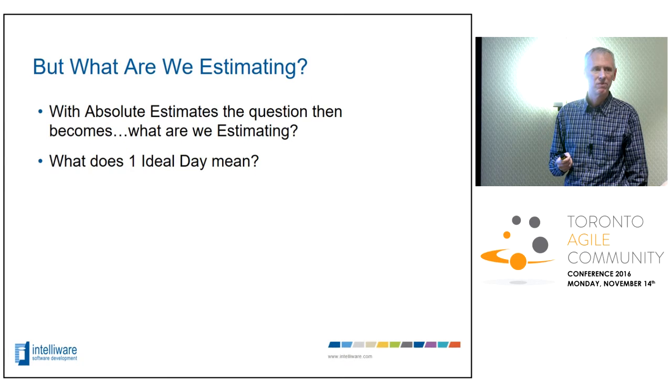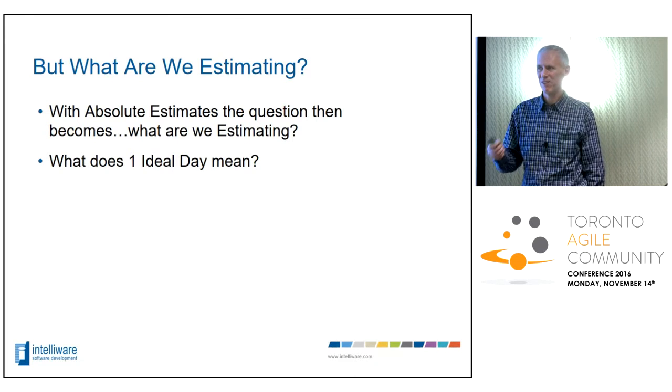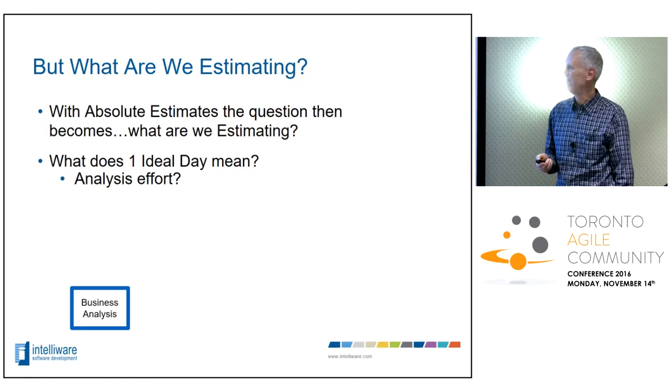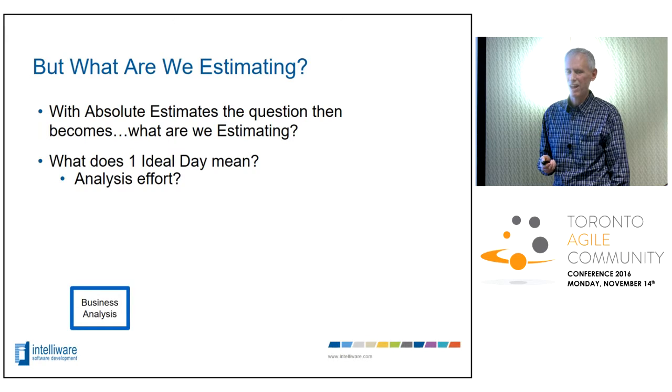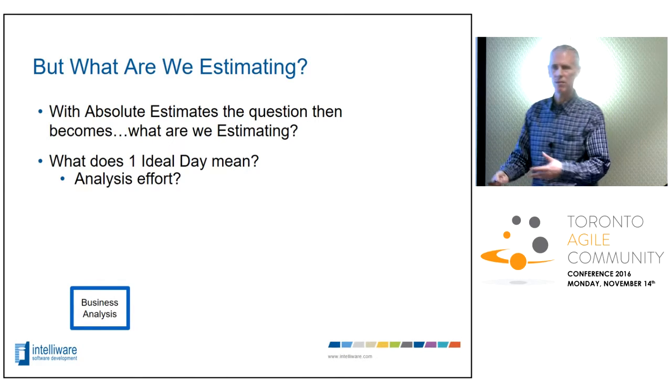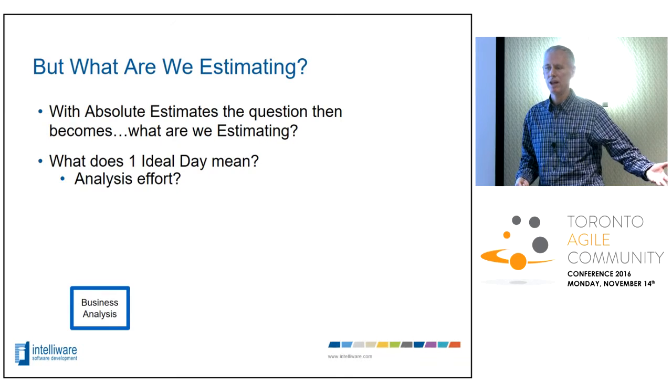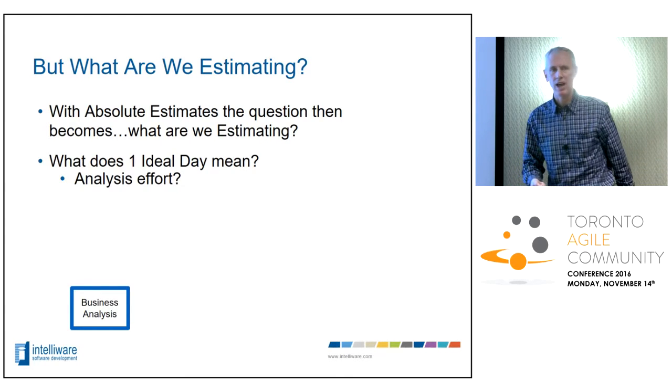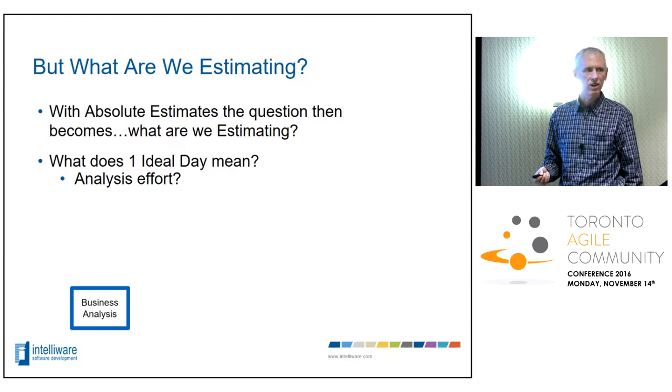Here's the big question. When I say it's going to be an ideal day to do this story, what effort am I talking about? Whose ideal day am I talking about? This is where I find teams get caught up a lot. What does an ideal day mean? Is it an analysis effort? Probably not, because most people accept the fact that before you do your iteration planning meeting, you already have to have a lot of your business analysis done. They don't put that in the estimate. It's usually done before iteration planning because the business analysts need to run slightly ahead of the team and have a lot of the details of the stories figured out before planning.